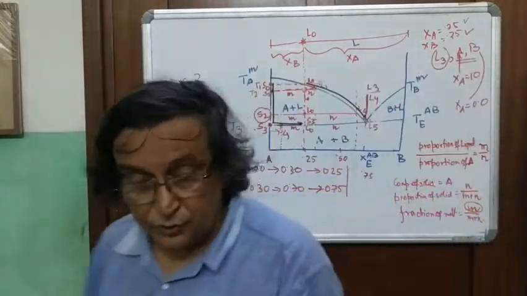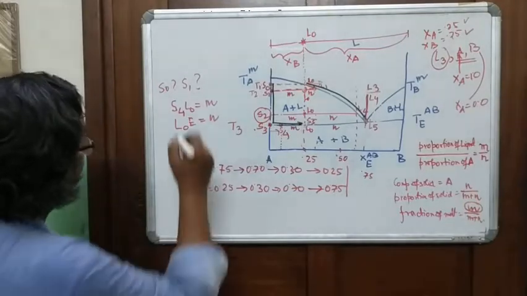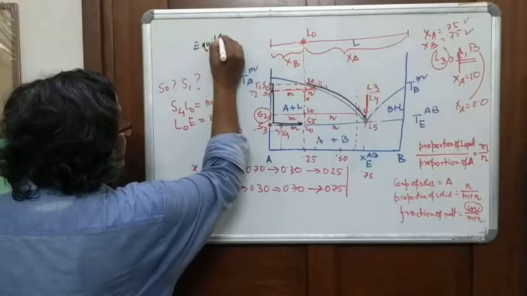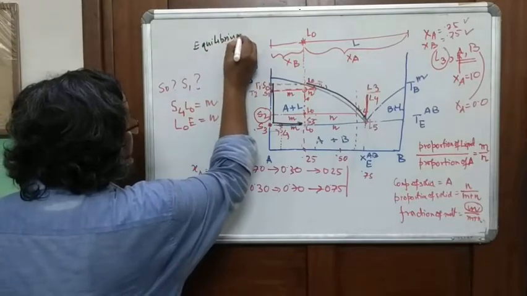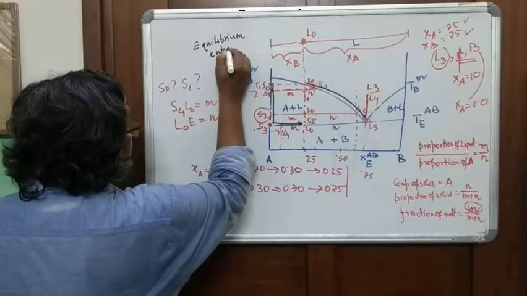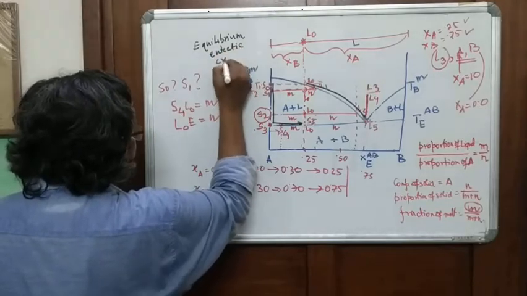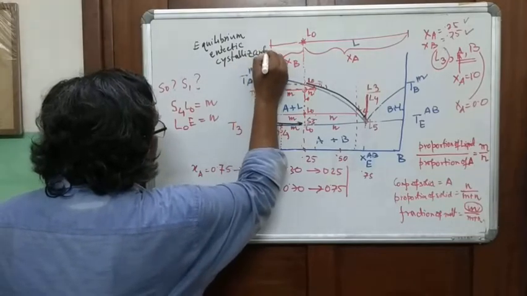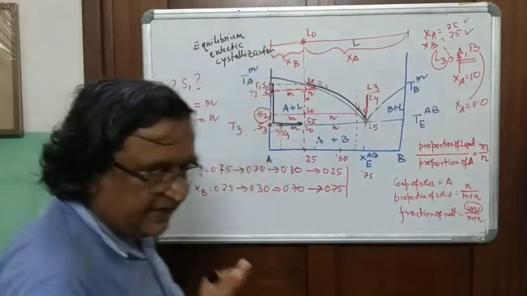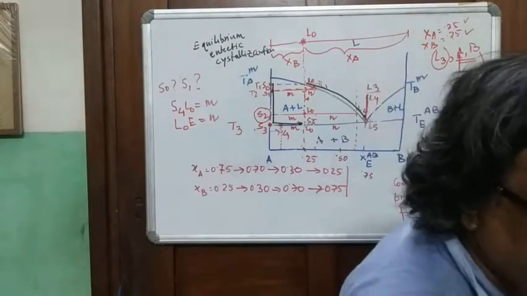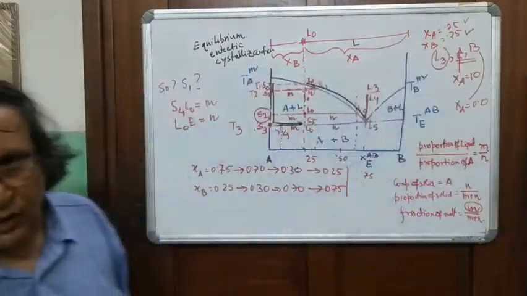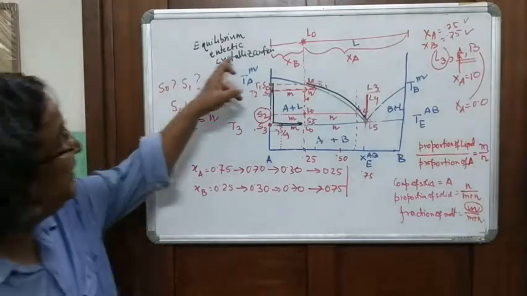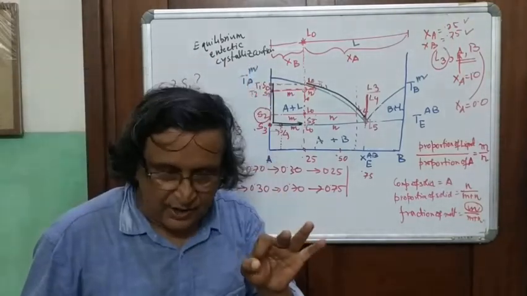You have to understand. Now this type of crystallization is called equilibrium eutectic crystallization. I have talked here about a binary system. First let me get this clear, and then we will go to ternary and quaternary systems if time permits. But this is equilibrium eutectic crystallization.